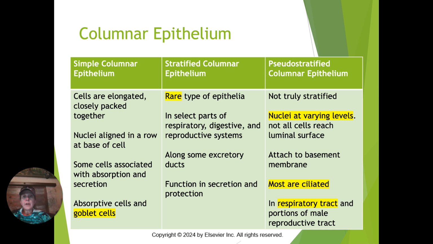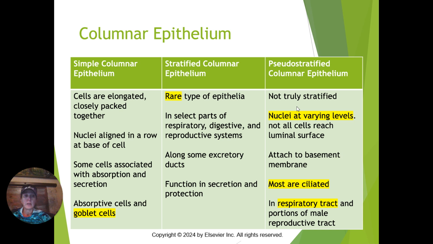Columnar epithelium comes in kind of 3 basic categories, but the stratified is pretty uncommon. But our simple columnar epithelium, we'll find those in some cells that are associated with absorption and secretion, in particular what are called the goblet cells, which produce mucus. And then our pseudostratified columnar epithelium, again, the nuclei are at the different levels. Not all the cells reach the luminal surface, but they are all attached to the basement membrane.